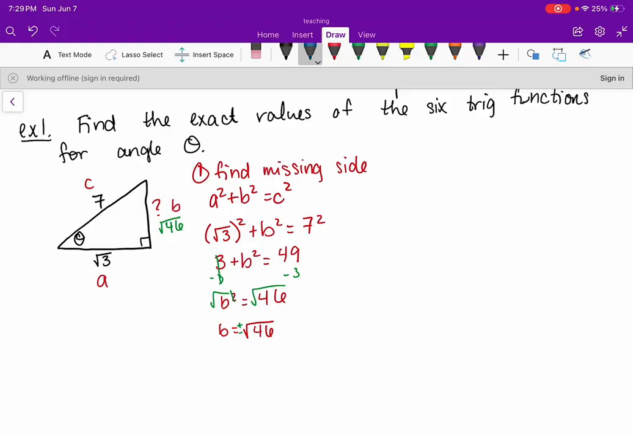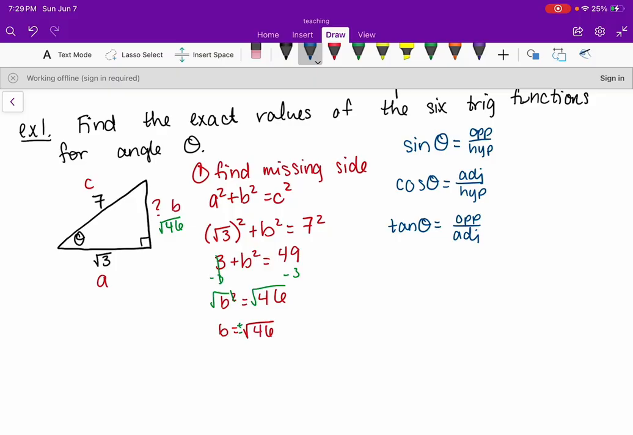Now I'm going to write all of my trig functions. So sine of an angle, remember we need to have that angle there, is my opposite over my hypotenuse. Cosine of an angle is my adjacent over hypotenuse. Tangent is my opposite over my adjacent.